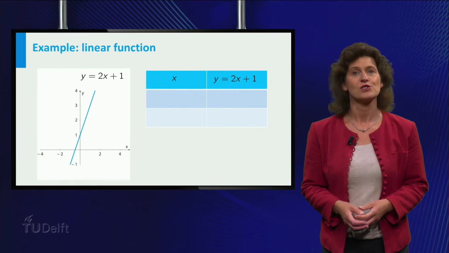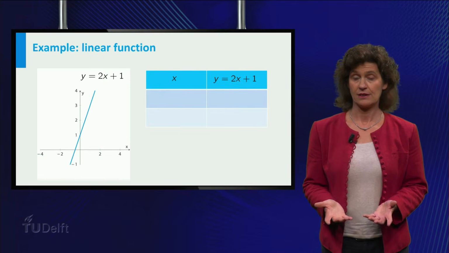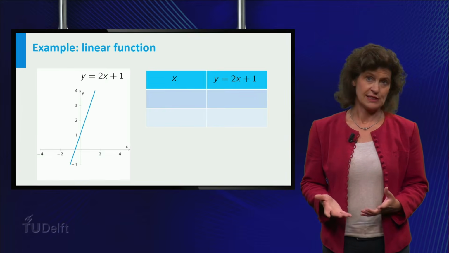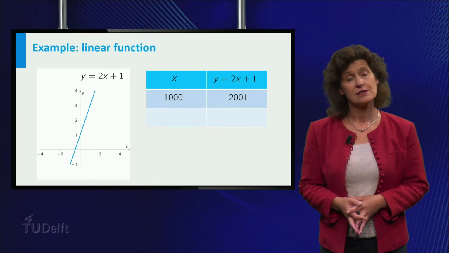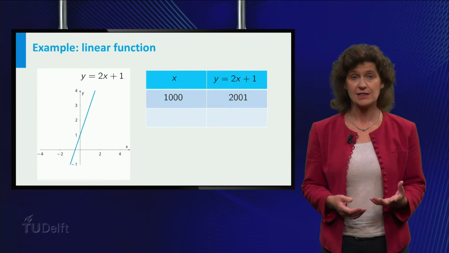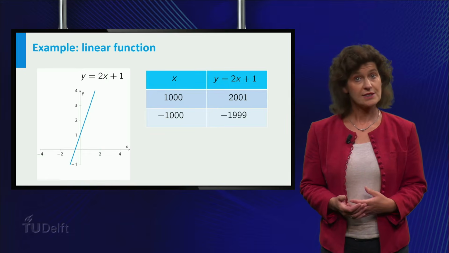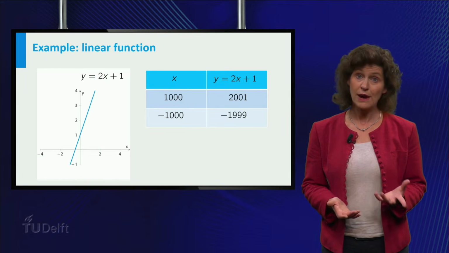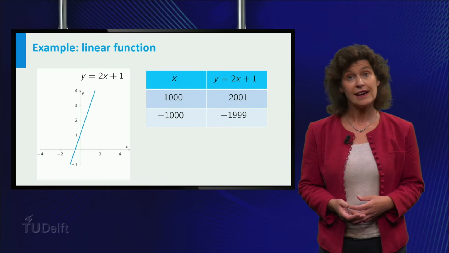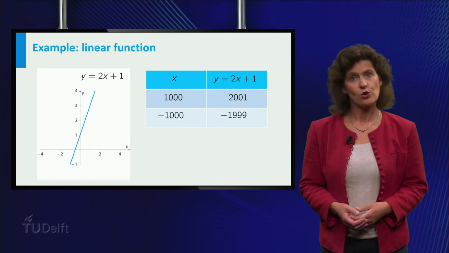Let's first look at the function y is equal to 2x plus 1. You know that the graph of this function is a straight line. What happens to y when x becomes really large? Let's see, do you think x is equal to 1000 is large? Then y is equal to 2000 plus 1 is also large. So in this case, the larger x is, the larger y will be, as you can see in the graph. And what if x is large on the negative side? Say x is equal to minus 1000. Then y is equal to minus 1999. Also large on the negative side. Nothing exciting going on here.